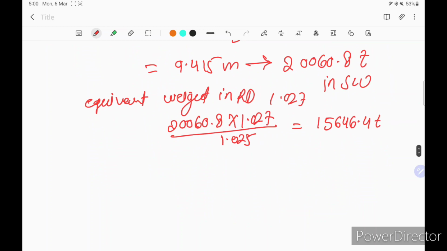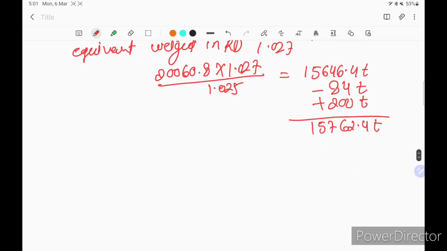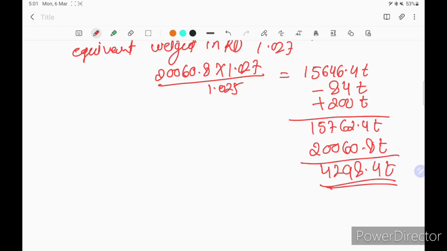Now here we have consumed 84 tons of fuel and 200 tons we receive, as we discussed earlier. So we get the displacement 15762.4 tons. And we have the departure is this much. So 4298.4 tons is our cargo we can load.